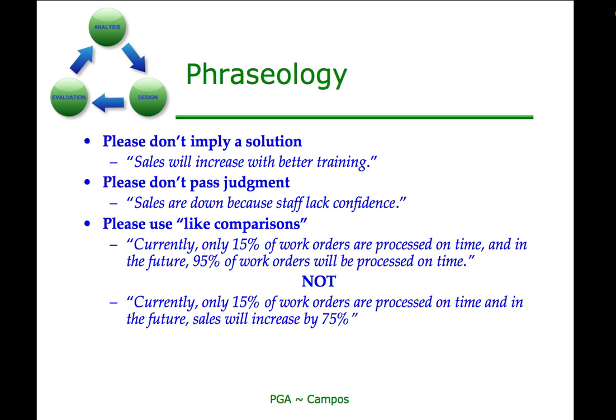Also, please be sure to use like comparisons. And what I mean by this is that you should have in your current and future state a comparison of the same metrics. So, for example, only 15% of work orders are processed on time, and in the future, 95% will be processed on time, is a great performance gap. Don't drift into something like, currently only 15% of work orders are processed on time, and in the future, sales will increase by 75%, because now you're comparing two different metrics from your current to your future state.